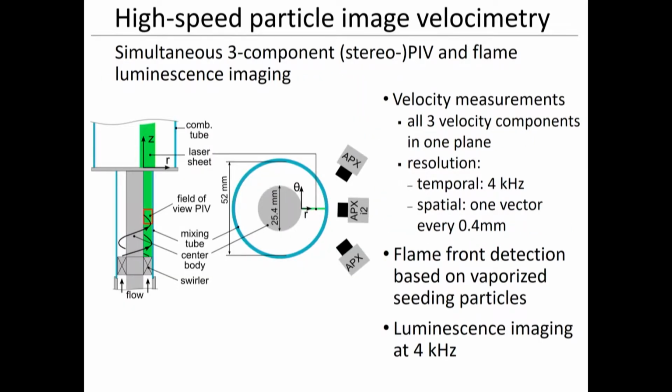All right, so I'm going to show now a series of high-speed PIV data. We use high-speed PIV, so that's particle image velocimetry, to get the velocity field. And this is high-speed stereo PIV, so we have two cameras that let us get the PIV.